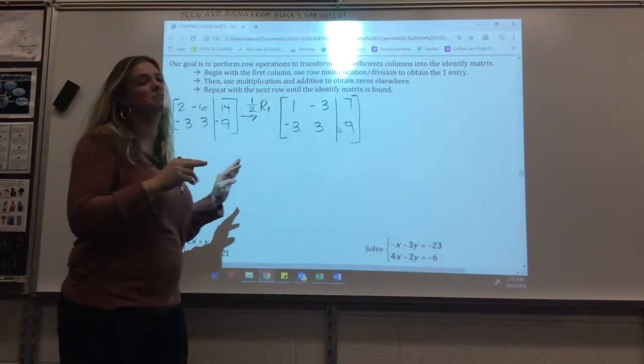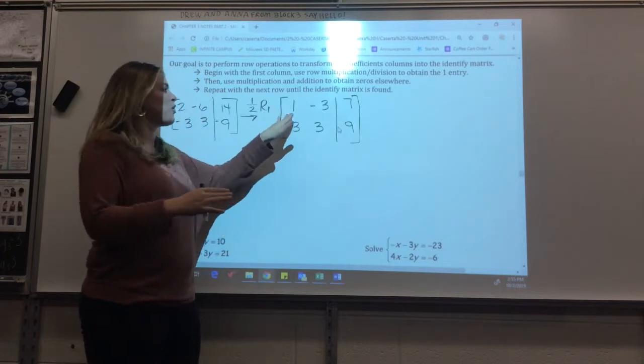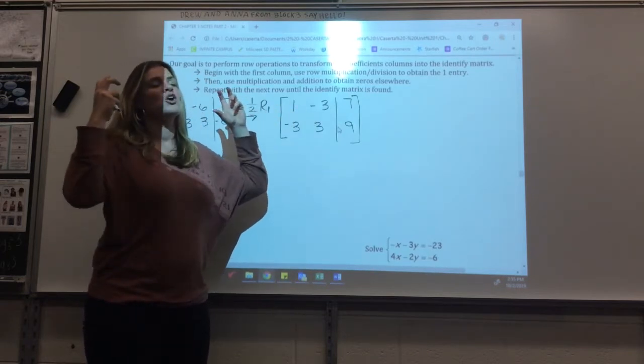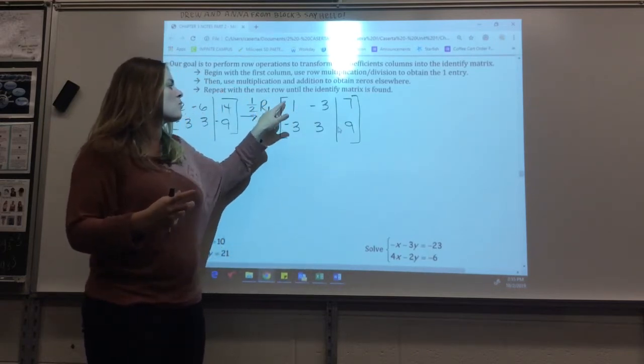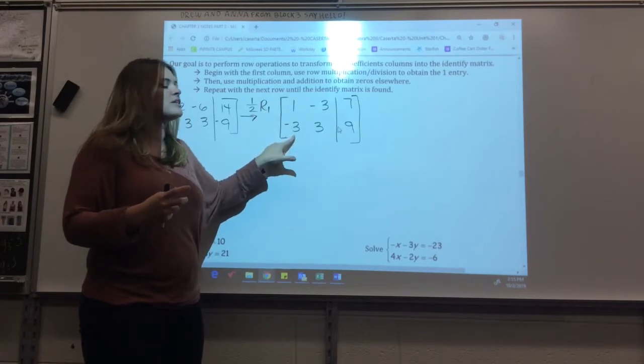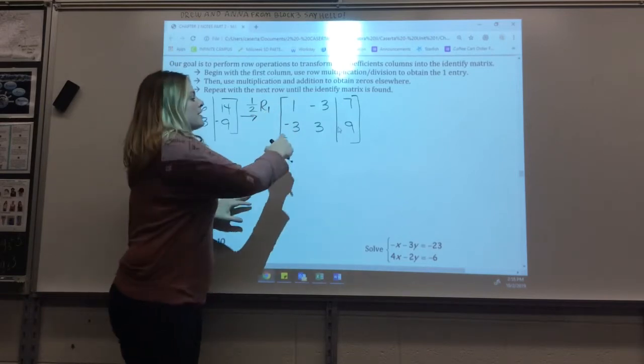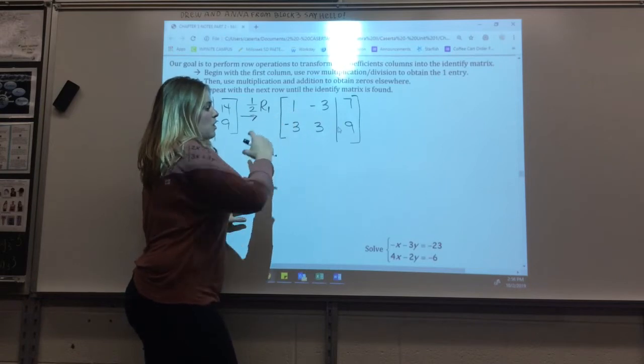All right, so the easiest part is done. We have taken row 1 and multiplied it by 1/2. Great. The idea here is to take 1s to knock out these 3s to create 0. So how am I going to knock out this -3 with just a 1?